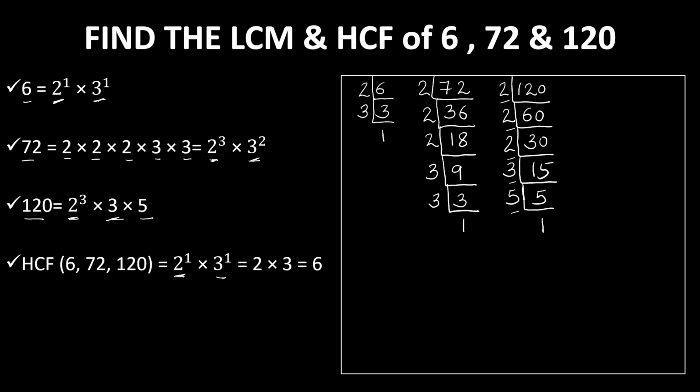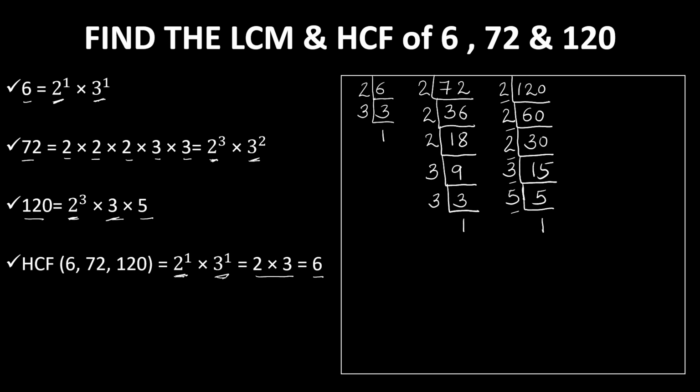So we will be writing the HCF of these three numbers 6, 72 and 120. We will be writing all the prime factors with the least exponent which is common in all the three numbers. So here we observe that we will be having 2 raised to 1 into 3 raised to 1, which is nothing but 2 into 3, whose value will be 6.